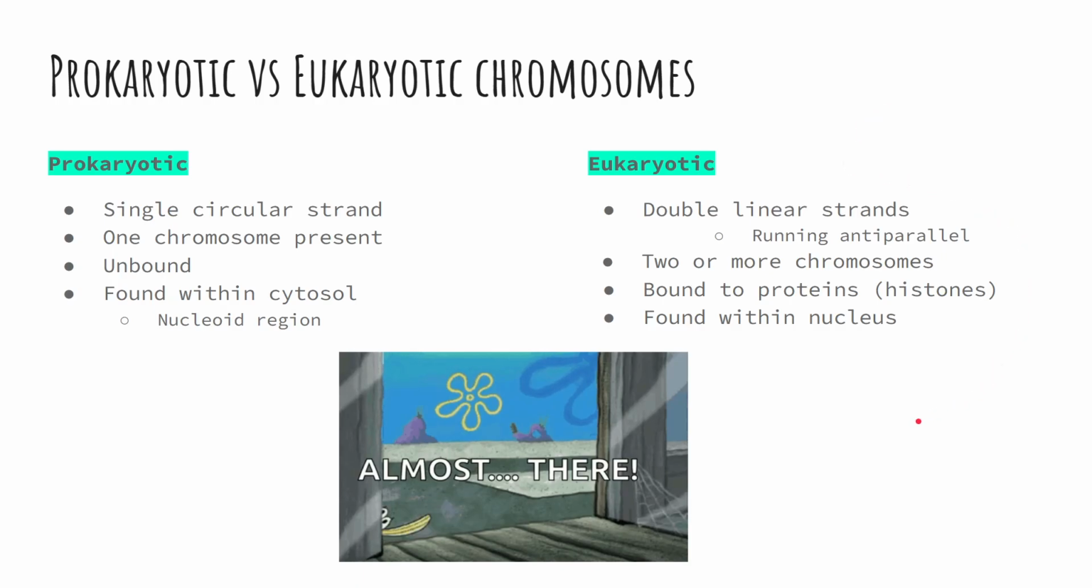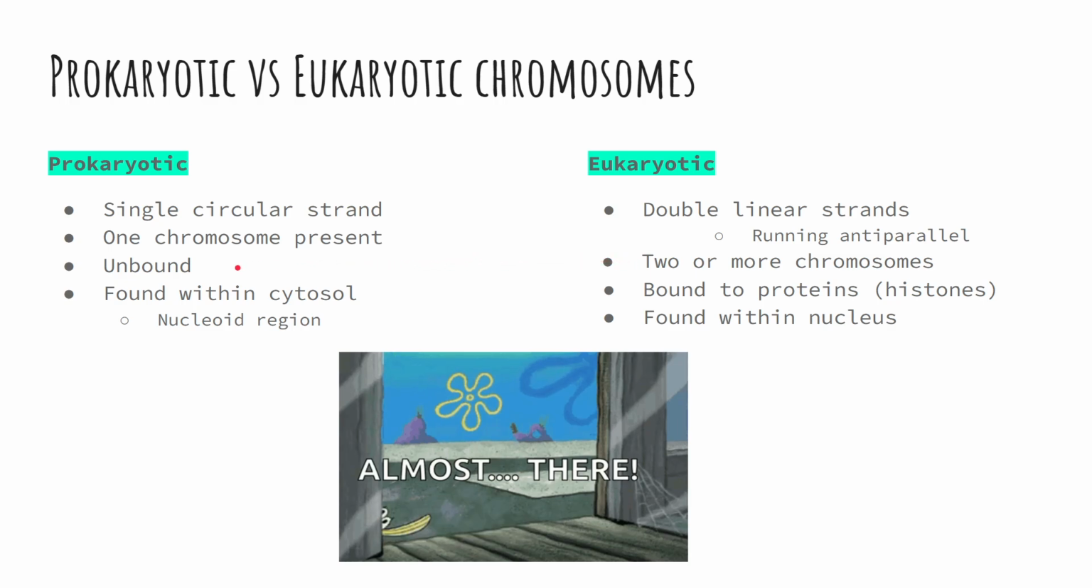So just in summary, to compare the prokaryotic and the eukaryotic chromosomes, prokaryotic are single circular strand, whereas eukaryotes are double linear strands. And these run anti-parallel. We'll talk about that more later. There is 1 chromosome present within the prokaryotic. However, there is 2 or more chromosomes for the eukaryotic.